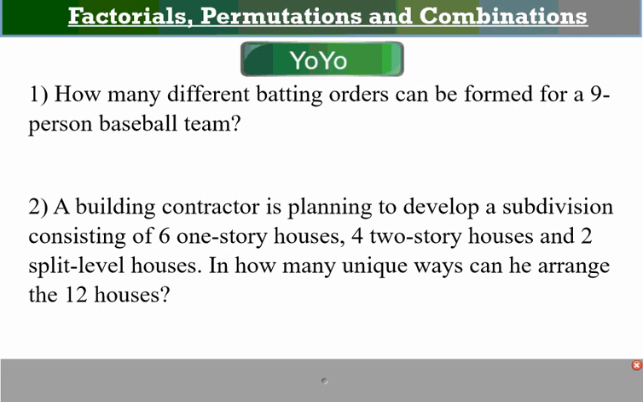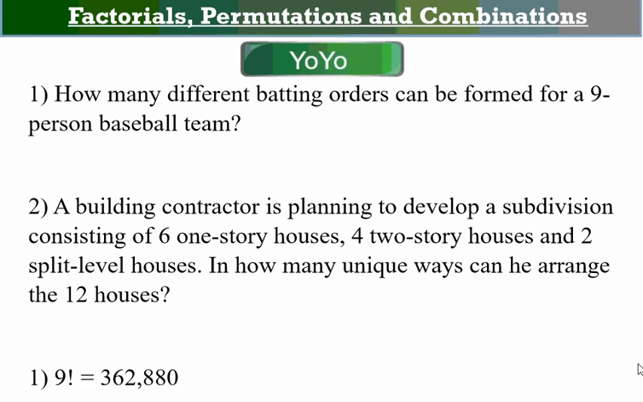So first scenario, how many different batting orders can be formed for a 9-person baseball team? Second situation, a building contractor is planning to develop a subdivision consisting of 6 one-story houses, 4 two-story houses, and 2 split-level houses. How many unique ways can you rearrange the 12 houses? The second one is very similar to the one we just did with the books where there's some repetition. Instead of saying 6 reds, 4 blues, 2 greens, it's 6 one-story houses, 4 two-story houses, and 2 split levels. So pause it, give yourself a chance to try, see how you did, and then come back and check in.